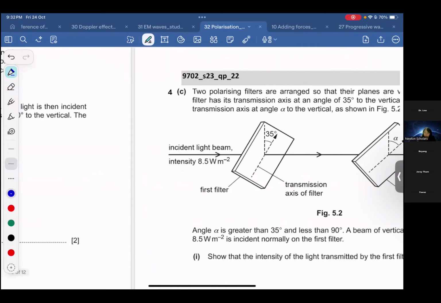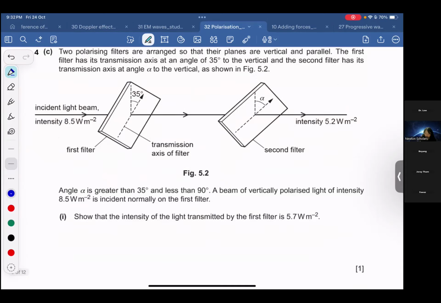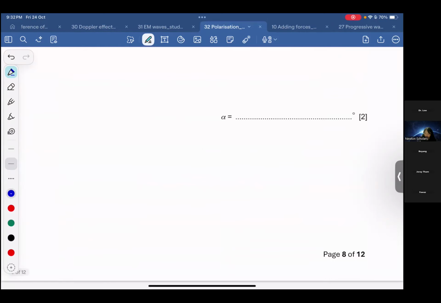Okay. Then next one, I want you to write the final answer 5.7 W m negative 2. Then it's 52 degrees. The angle you get is 17.2. This is not the final answer. Alpha is 52. I want you to try these two questions. Then next week, I will print screen the working steps for you. But before that, I want you to try first.